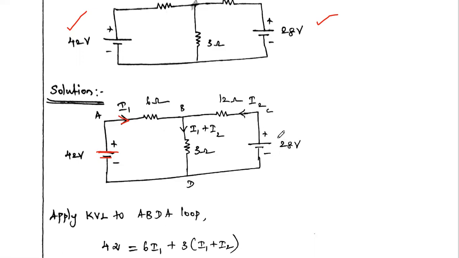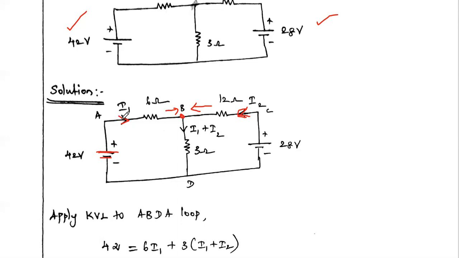Similarly, here one battery is there, and because of this battery some current I2 emerges. Let us consider that current as I2, which is the current flowing through this 12 ohm resistor. So I1 is coming in this branch, and I2 is coming in this branch. Now you see node B: both currents are added, and the sum of I1 and I2 is flowing through this 3 ohm resistor.